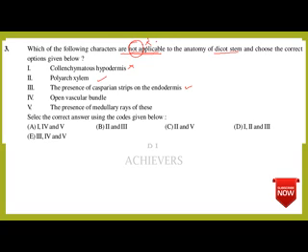Open vascular bundle. They are asking which is not applicable. So here the presence of Casparian strips in endodermis is not applicable to the dicot stem. Open vascular bundle, it is open vascular bundle only. Presence of medullary rays, this is also present. So the answer is B. We can go to the next question.